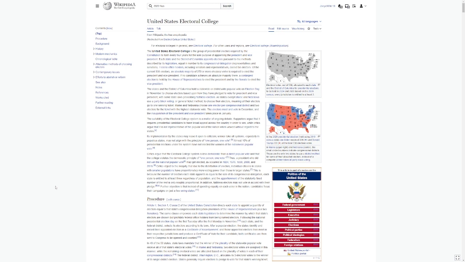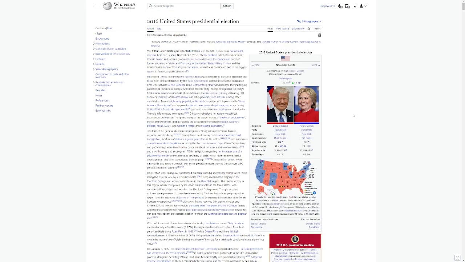Now, in some cases, states may have what's called faithless elector laws, which basically means that their electors aren't legally required to vote for the candidate that the plurality of their voters have voted for. You'll see faithless electors pop up more frequently in elections where their state's candidate has lost.